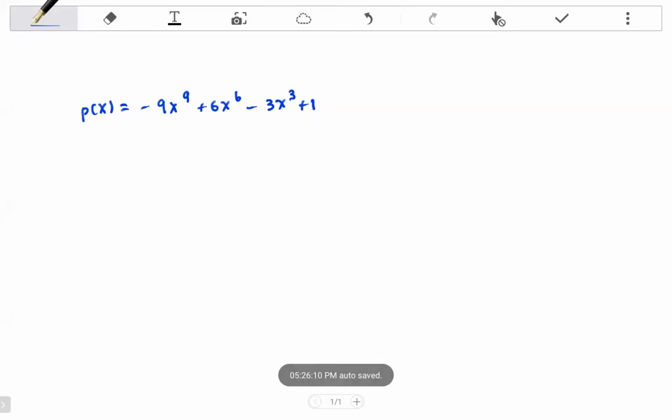End behavior. So what is the end behavior, right? P of x is -9x to the 9th, plus 6x minus 3x cubed plus 1. What is the end behavior of this graph?